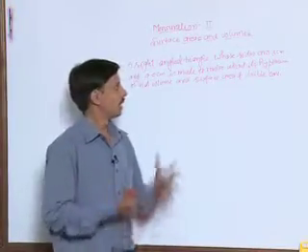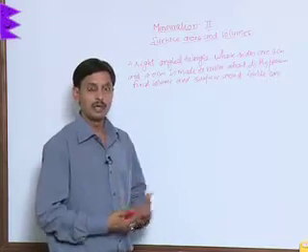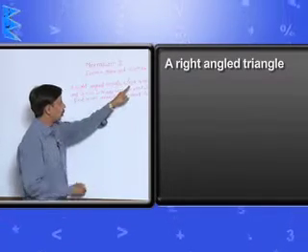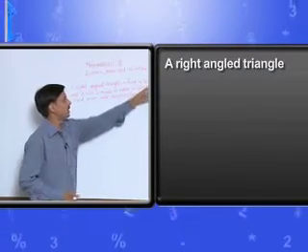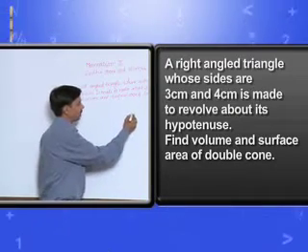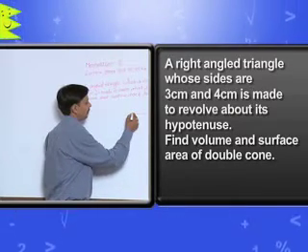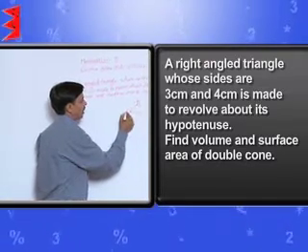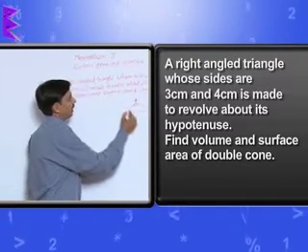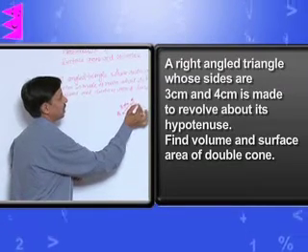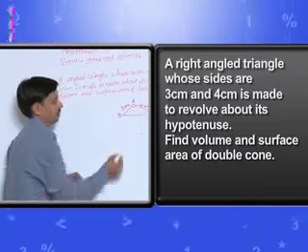Now again, application based example, double cone question. A right angled triangle, whose sides containing right angle are 3 centimeter and 4 centimeter. So I can say that this may be a right angled triangle. I can name it ABC, right angled at A, sides containing right angle are 3 centimeter and 4 centimeter.